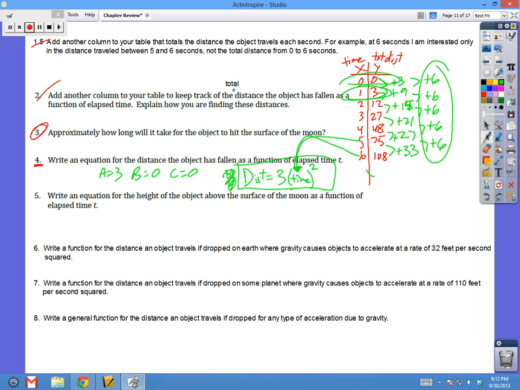Now 5, write an equation for the height of the object. So we found it at 6 seconds the distance was 108. So let's write it like this. The distance at 6 seconds, kind of function notation, distance at 6 seconds equals 108. Now 5 is asking the height above the surface of the moon. If you dropped it from 200 feet above, I'm just going to take 200 minus 108, and the distance above the surface is 200 minus 108, so we're at 90, is that 92?